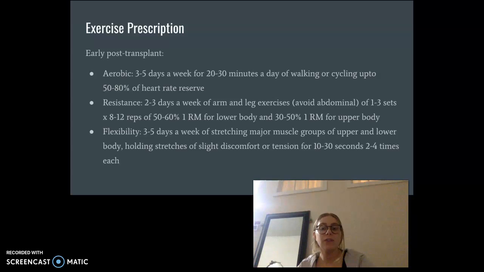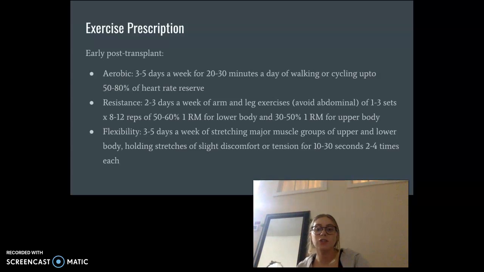So based off the testing, I have an exercise prescription. Since the patient has no other medical concerns besides the transplant for congestive heart failure, and the only medications he's on are immunosuppressants, I have comprised an exercise prescription to help him reach his goals. So this just consists of 3 to 5 days a week of aerobic training for 20 to 30 minutes a day of walking or cycling. And I would like him to do that up to 50 to 80% of his heart rate reserve.